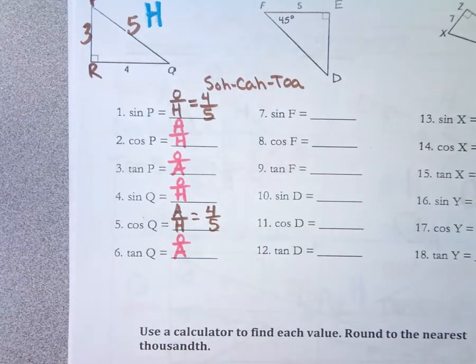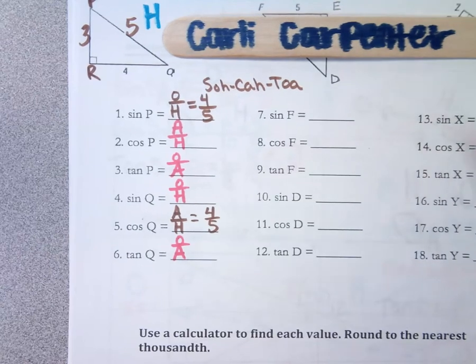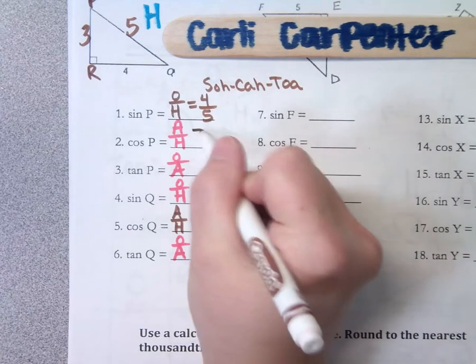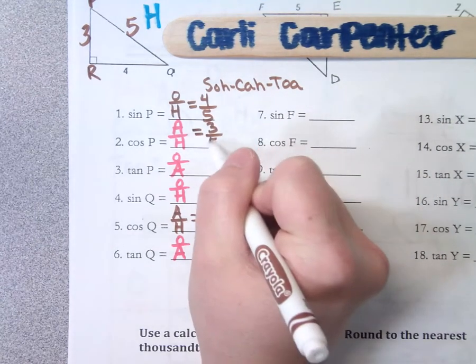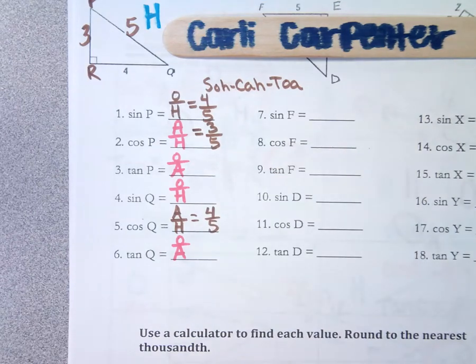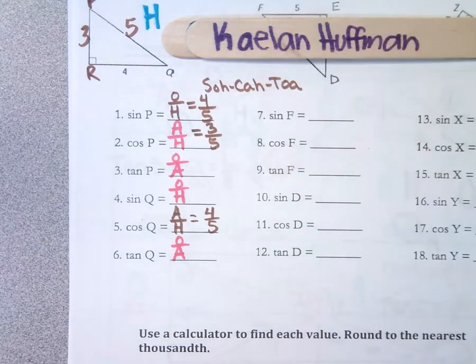Okay. All right. Carly, you're my first one. What did you put for number 2? 3 over 5. Cosine is adjacent over hypotenuse, so it's 3 over 5. Does anybody need me to explain? You sure? Okay. Kaylin, what did you put for number 3?